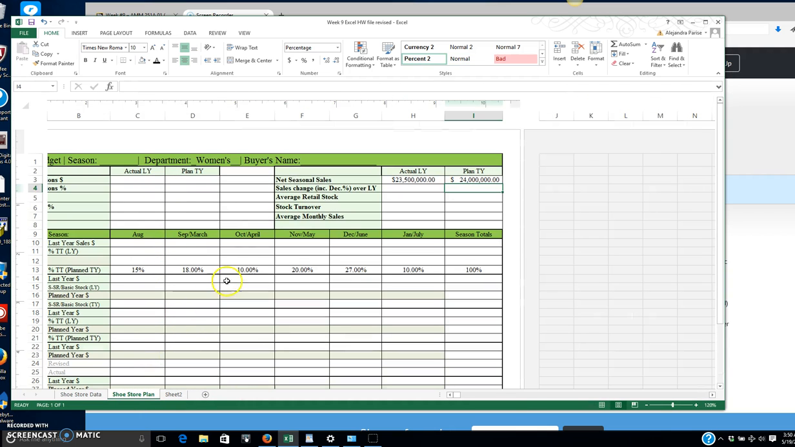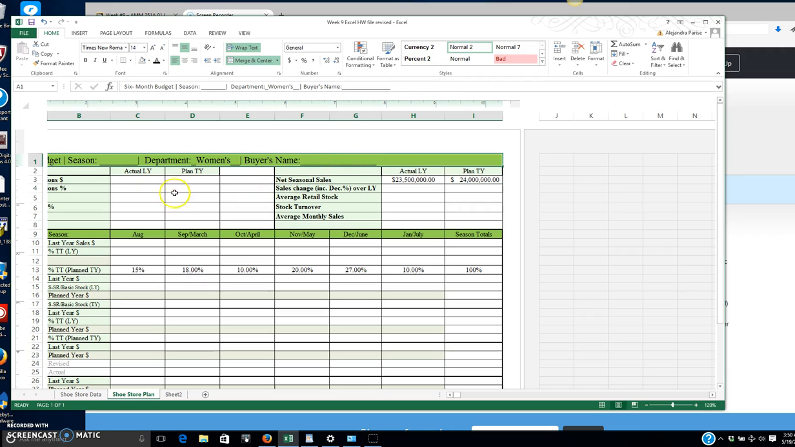So you're going to take your first worksheet, which is your Excel template, and rename it Shoe Store Plan. So right click on the tab and rename it Shoe Store Plan. That's what you're instructed to do. You can go ahead and put your name on the buyer's name line. Just put your name on there.